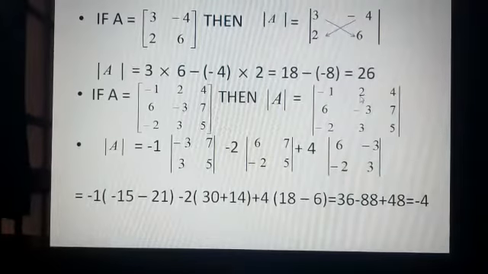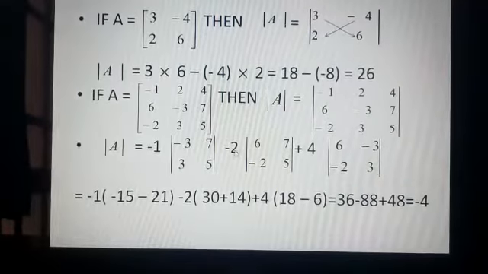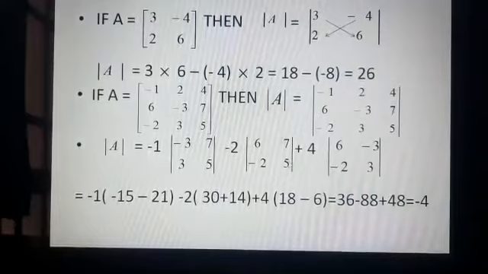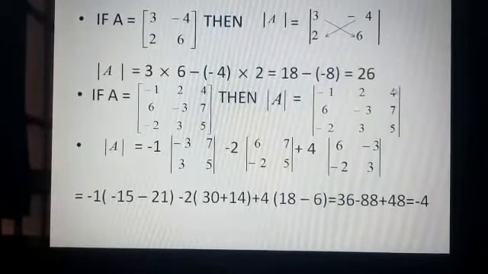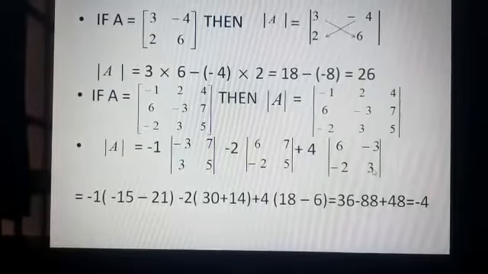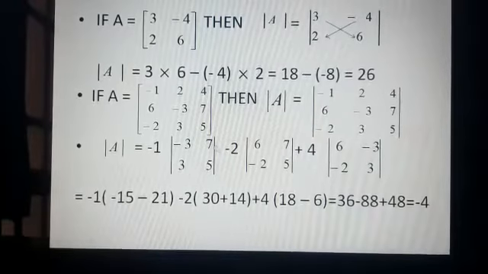Similarly, 2 is positive. We have to change the sign of this one. It will become minus 2. Then we remove the row and column of 2. We will get 6, minus 2, 7, 5. This is the 2 into 2 determinant. Then plus 4 into, we are removing the first row and third column. And this is the determinant, 6, minus 2, minus 3, 3. So now we can easily solve the 2 into 2 determinants.